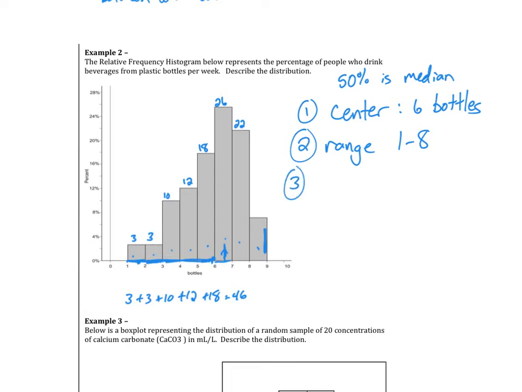Step 3 is, how would you describe the distribution? So if I draw a line now, I'm going to go with the highlighter. How would you say that that is shaped? It looks like it tails off to the left, right? So we could say the data is skewed left.